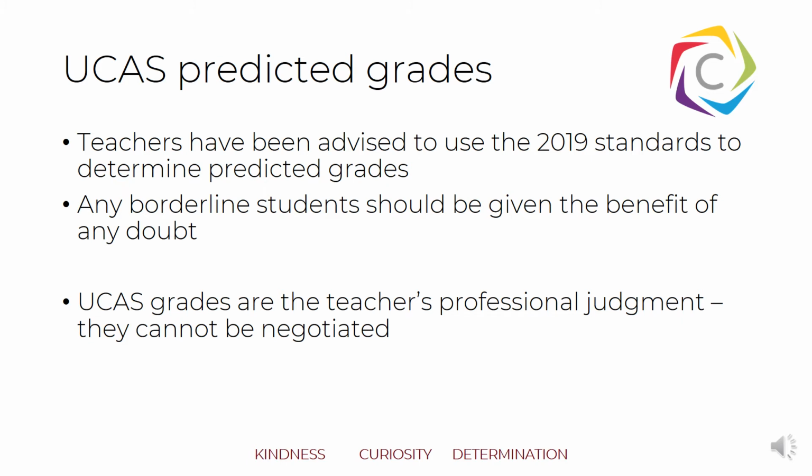Now, at this point, year 13, I need to remind you that UCAS grades are a teacher's professional judgment of the predicted grade that they think you are most likely to get based on the evidence they have at the moment and the standard that they're aware of from 2019. This is not a negotiation between you and your teachers. It's not something that your parents can intervene with to raise or lower the UCAS predicted grades. It is a teacher's decision, and we just ask, please, that you respect their experience and their professionalism in assigning the UCAS predicted grades.